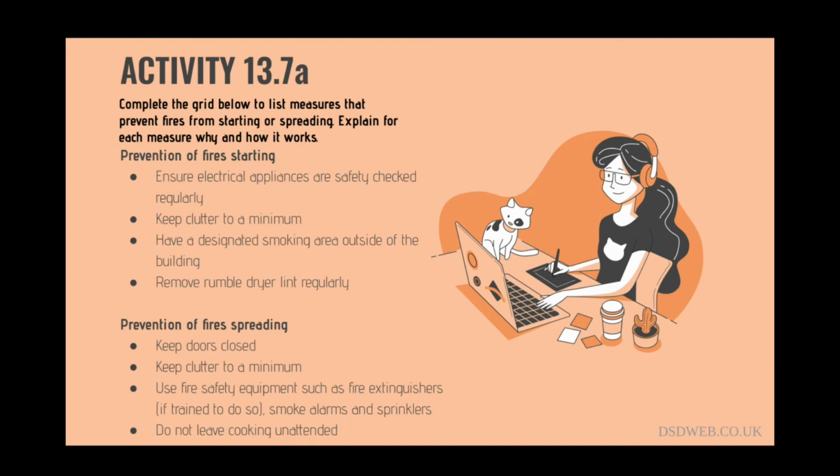As said previously, minimising clutter in the building means that there are fewer things that can burn, as well as making evacuation quicker and safer. If you are trained in their use, equipment such as fire extinguishers or fire blankets can be used to control fires before they get too big. And keeping doors closed acts as a barrier to fire and reduces the speed at which it can spread.